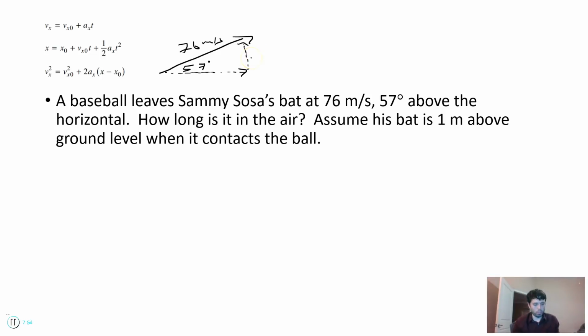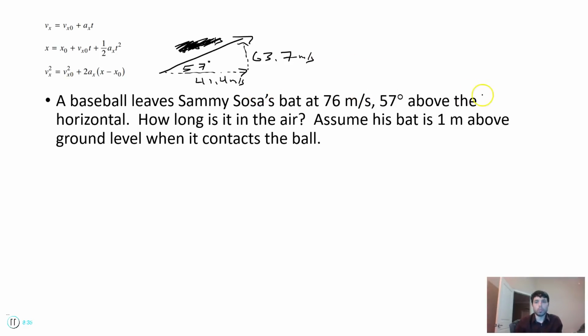Alright, let's find our components first. Make sure we're in degree mode. I'm in degree mode. So 76 times the sine of 57, and I'm going to get 63.7, so my vertical component is 63.7 meters a second, and 76 times the cosine of 57, my horizontal component is 41.4 meters a second. Okay. Now that I have my components, I'm just literally going to scratch this out. I don't want to be tempted to use it anymore. I don't care about you. Go away. That's all I need is my components.